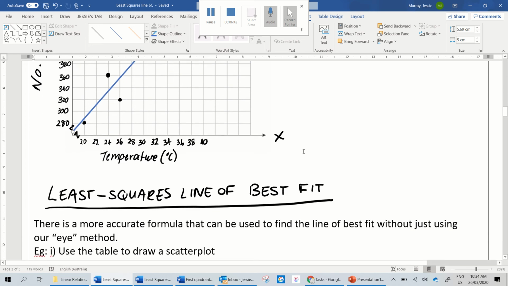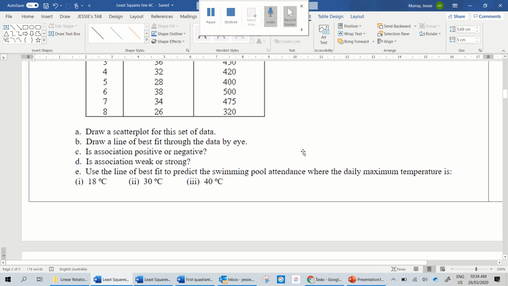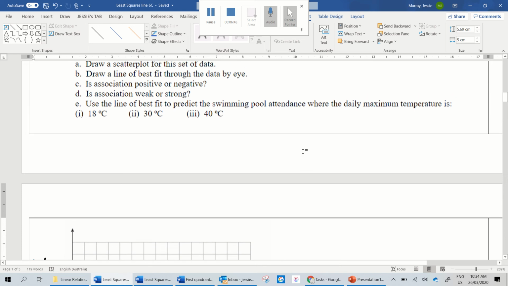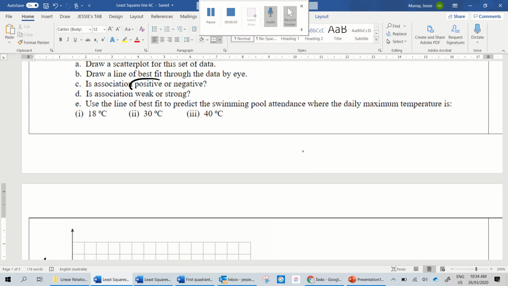All right, now we're going back up to these questions. We've drawn our line of best fit. Is there an association, positive or negative? We can say, yep, definitely there is a positive association. I would say it is a strong association.